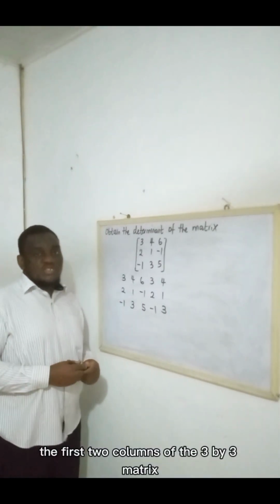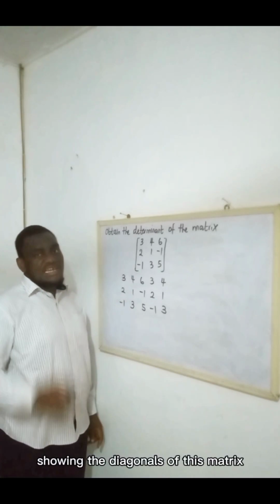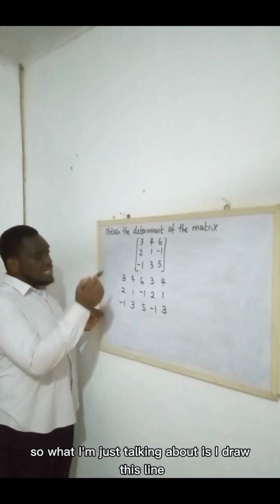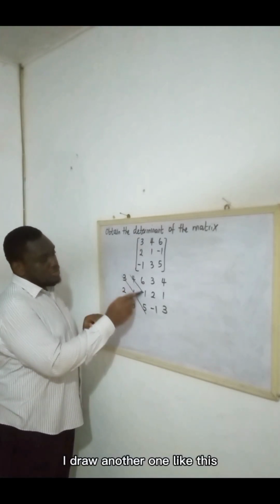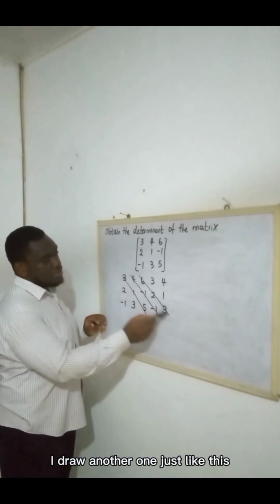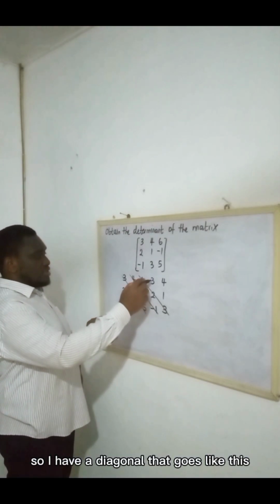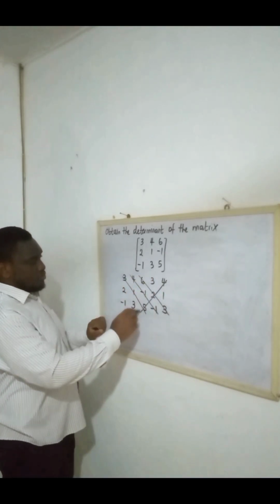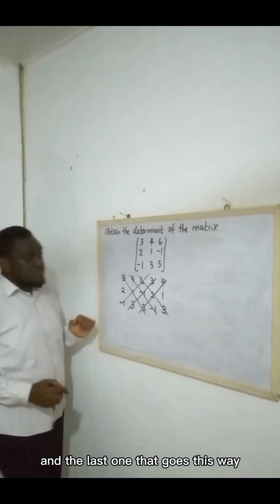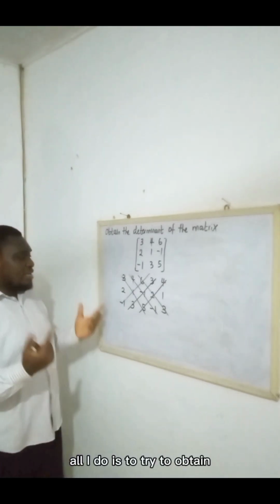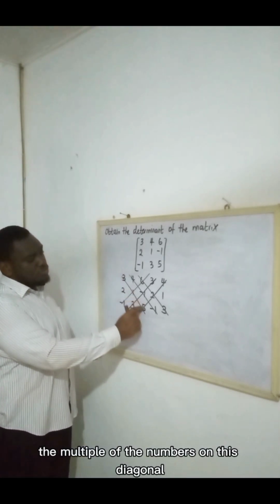Now, after rewriting the first two columns of the 3 by 3 matrix, what I do is I draw a line showing the diagonals of this matrix. So what I'm talking about is I draw this line, which is one diagonal of this matrix. I draw another one like this. I draw another one just like this. I do the same thing in the other direction. So I have a diagonal that goes like this, one that goes like this, and the last one that goes this way.